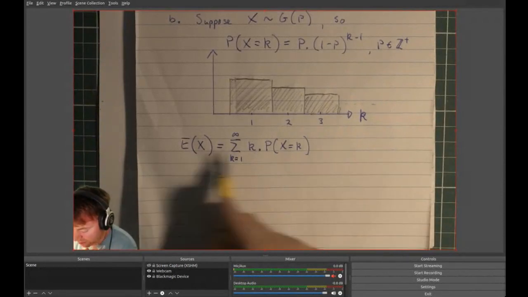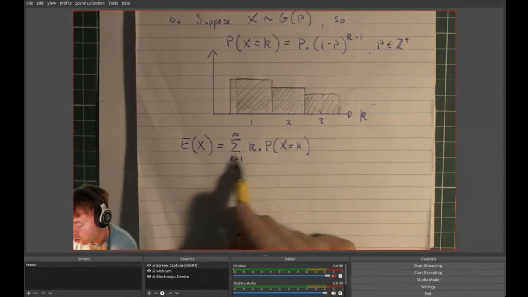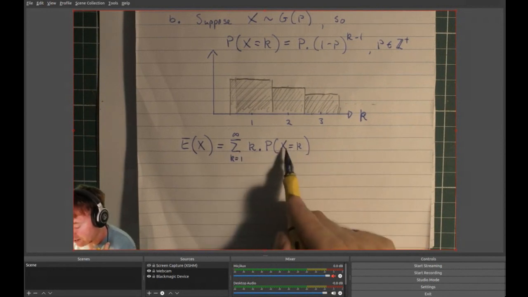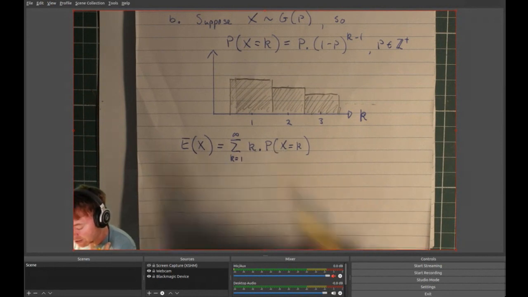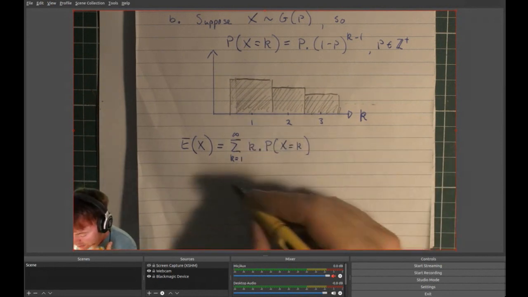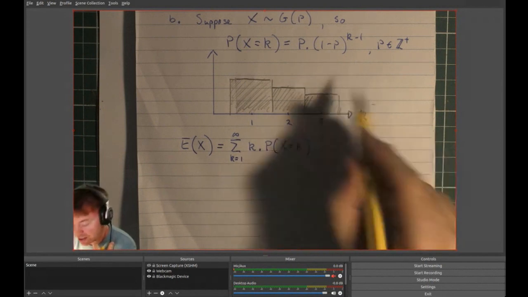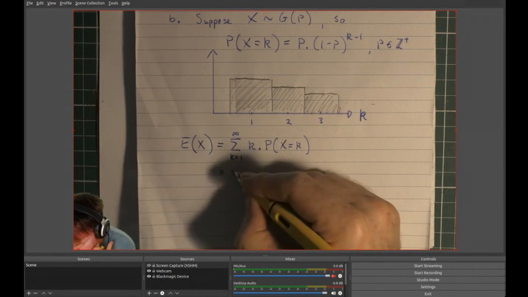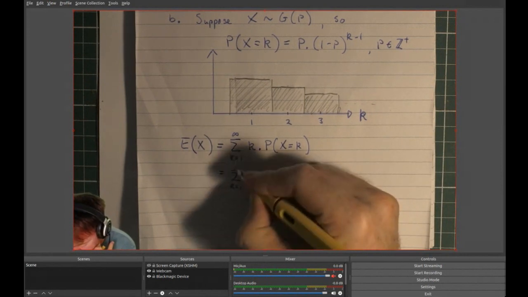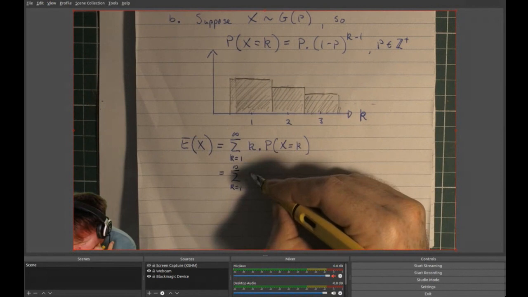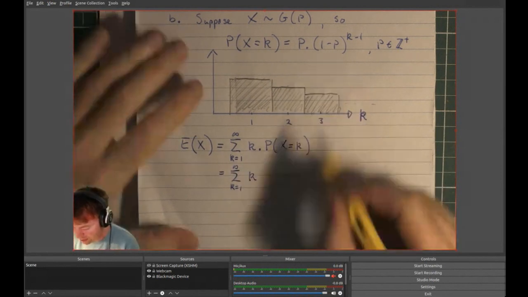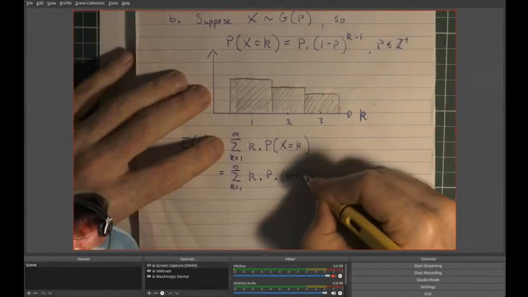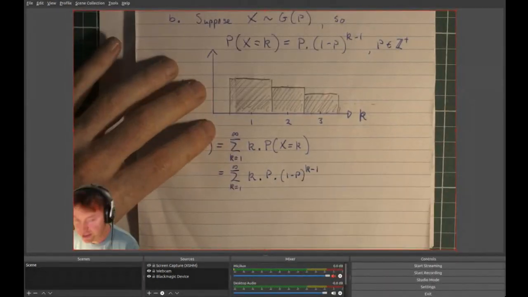So here we have the expected value of X. It's always going to be this. Doesn't matter what your random variable is, it'll always have this form of the values of X multiplied by all the probabilities of X being that value. And thankfully, we know exactly what each of those probabilities are by their formula, which was given to us. So this is the sum from k equals 1 to infinity of k times p times (1 minus p) to the k minus 1.